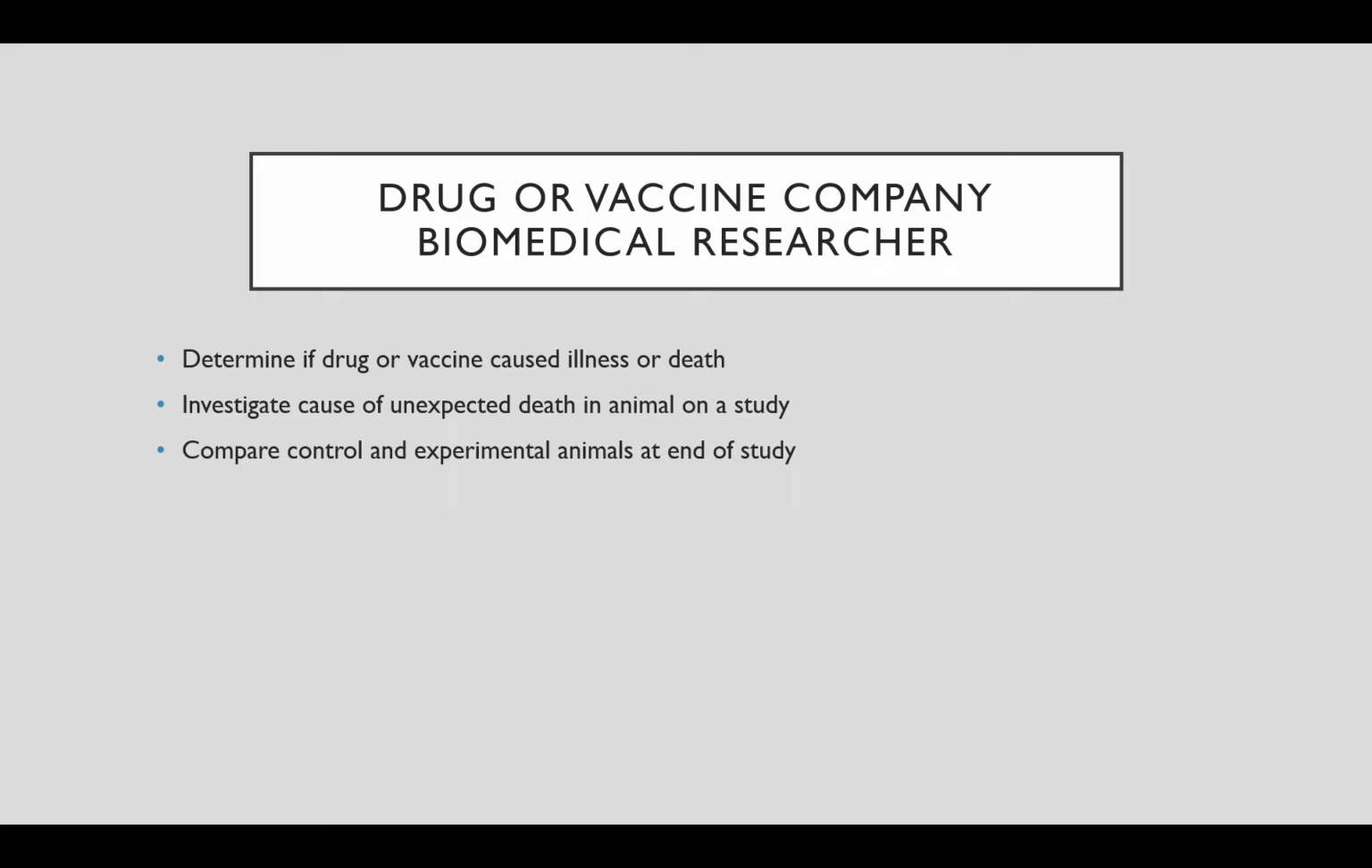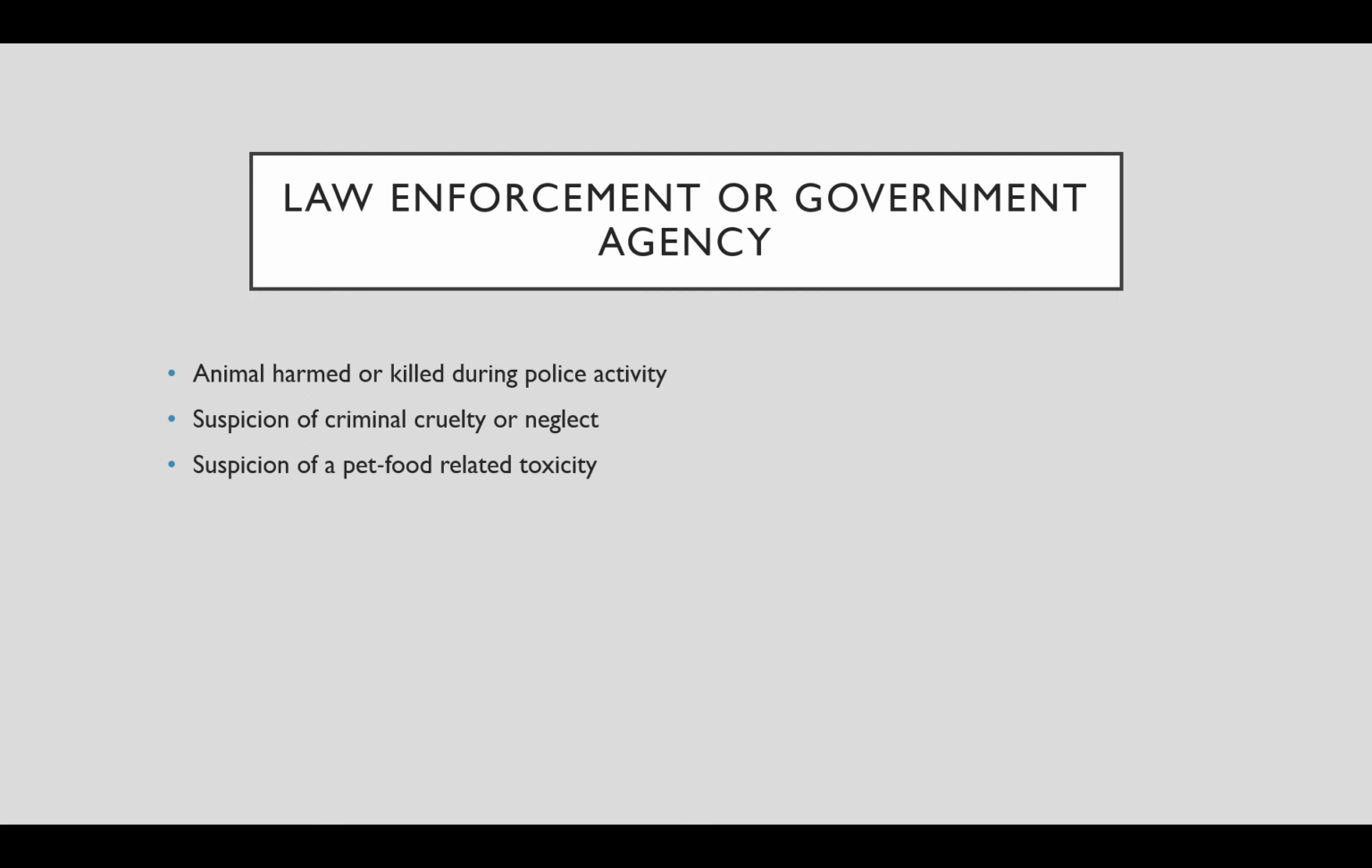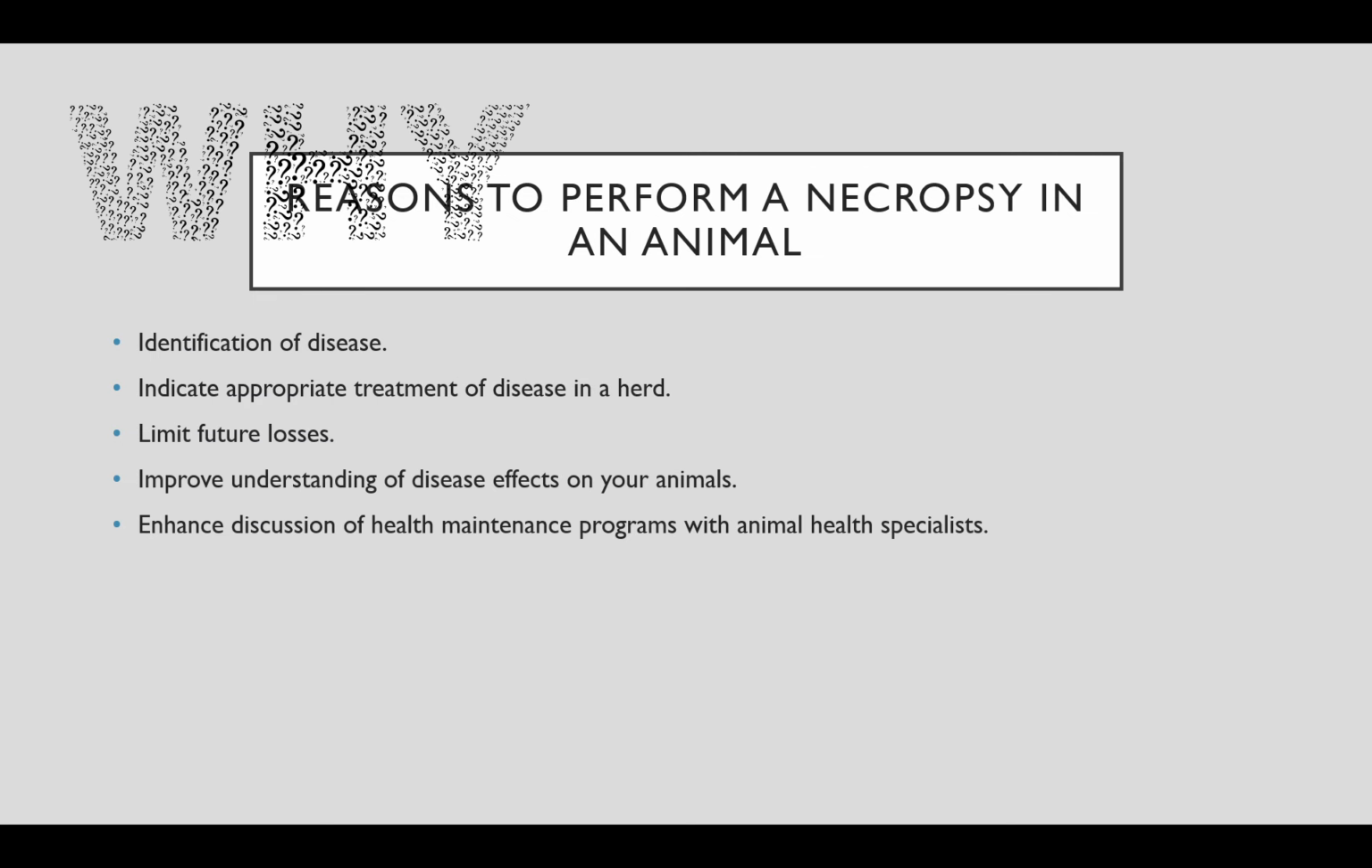A drug or vaccine company or biomedical researcher wants to determine if a drug or vaccine caused illness or death, to investigate the cause of unexpected death in an animal on a study, or to compare control and experimental animals at the end of a study. A law enforcement or government agency may want to investigate if an animal was harmed or killed during police activity, or if there is suspicion of criminal cruelty or neglect, or a suspicion of a pet food related toxicity.